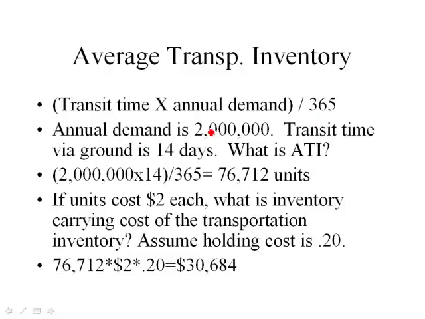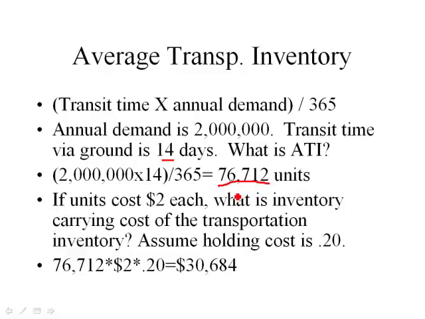If my annual demand for a particular material is 2 million units and my transit time is 14 days, then my average transit inventory is roughly 76,000 units. That means on average, this is how many units of this material I had in my transportation pipeline. That might be on a container ship, plus stuff that I had on rail, plus stuff that I had in trucks, all that stuff together. On average, I have about 76,000 units that I own that's in transit at any given time.